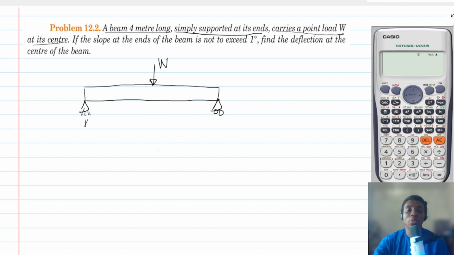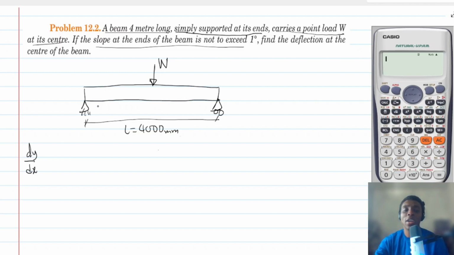Now, from the question, the length of the beam L is 4,000 millimeters, or in other words, 4 meters. And we are told that the slope, dy/dx, at the end, in fact the maximum slope occurs at the end, should not exceed 1 degree. We have been given the slope, and we've been asked to find the deflection. So this question is very simple and straightforward.